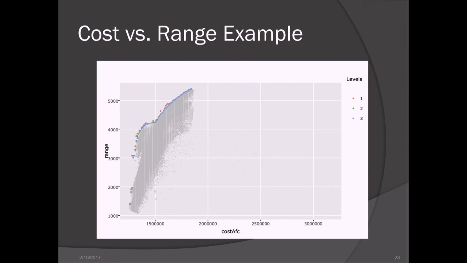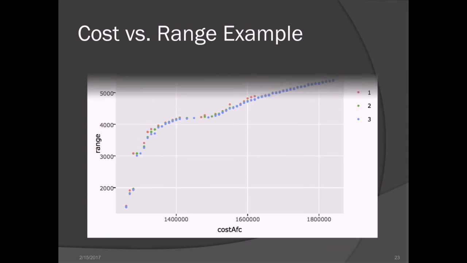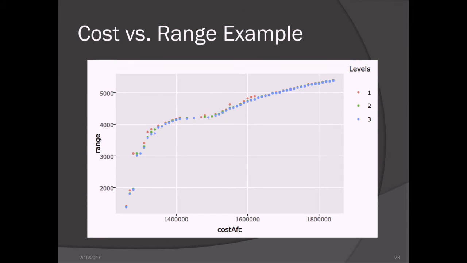And here is cost versus range, which looks a little more like what you expect a typical Pareto front to look like. There are also 3 levels of Pareto front points in this slide, and we're going to look at a close-up of those. So here's what it looks like without all of the other 270,000 something cluttering up the space.